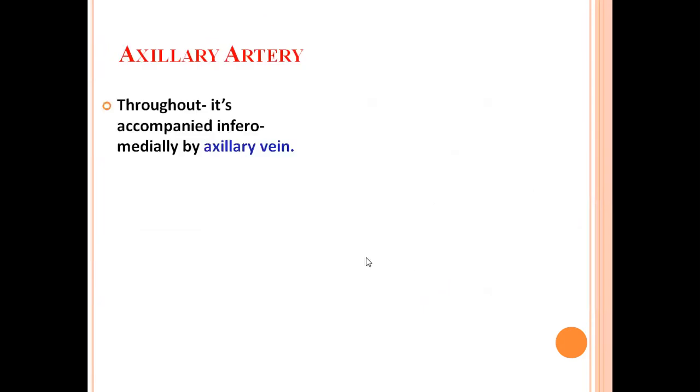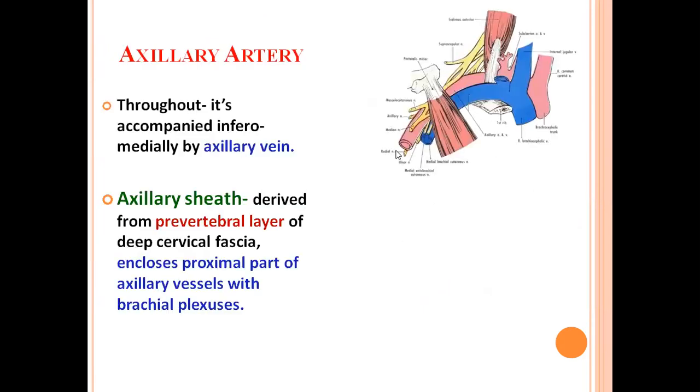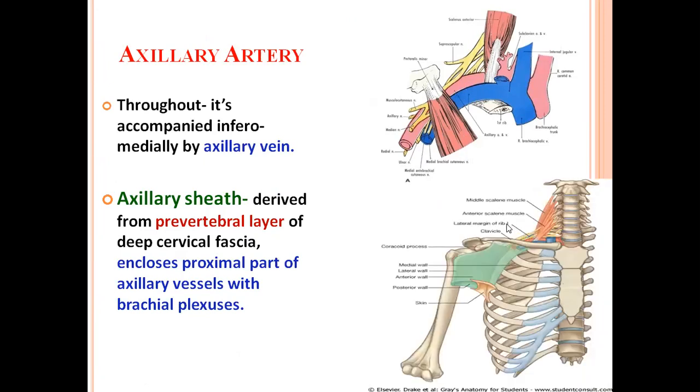Now the axillary artery, throughout its course, suppose this is our axillary artery, is always accompanied by the axillary vein. And in the previous lecture when we were discussing the axilla, I told you the axillary sheath encloses these structures, which is nothing but derived from the prevertebral layer of deep cervical fascia. It encloses the proximal axillary vessels along with the brachial plexus. Yellow in color is the brachial plexus. The details of the brachial plexus will be dealt with in the next class. Many parts of the brachial plexus will come over here, so you need not get confused.